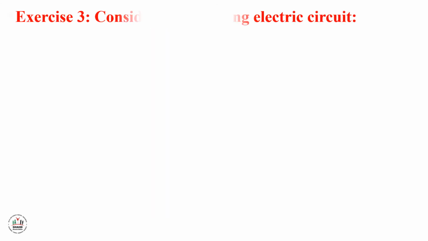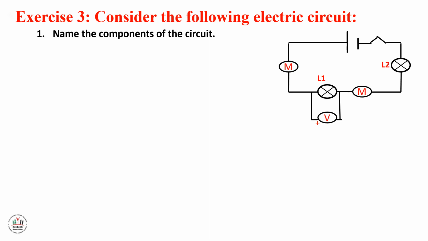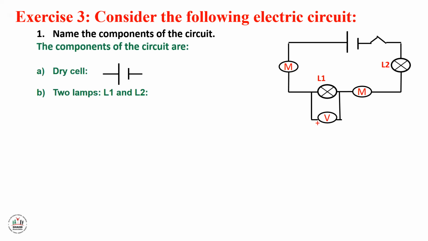Let's do a third exercise. We have the following circuit. The first question. Name the components of the circuit. The components of this circuit are the dry cell, which has a symbol like this. We have two lamps, L1 and L2, having a symbol like this. We also have a connecting wire and a closed switch, and we have two motors.